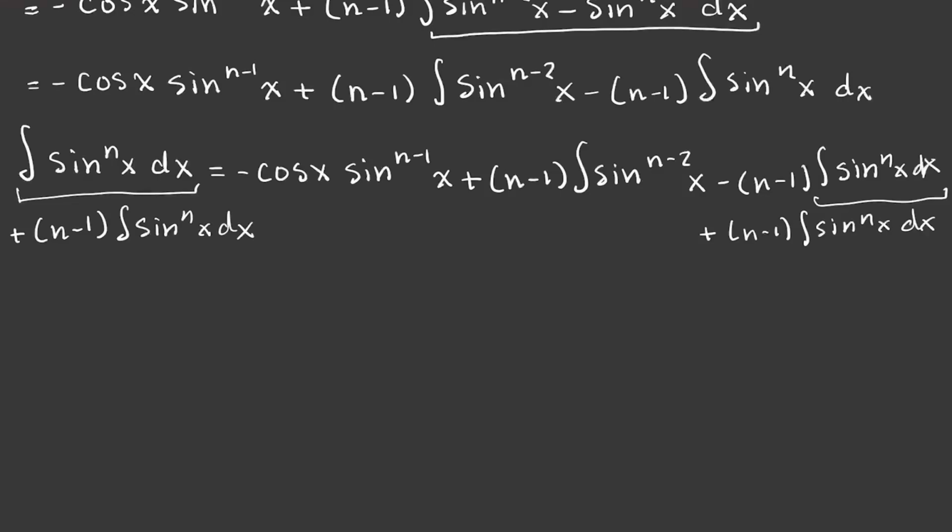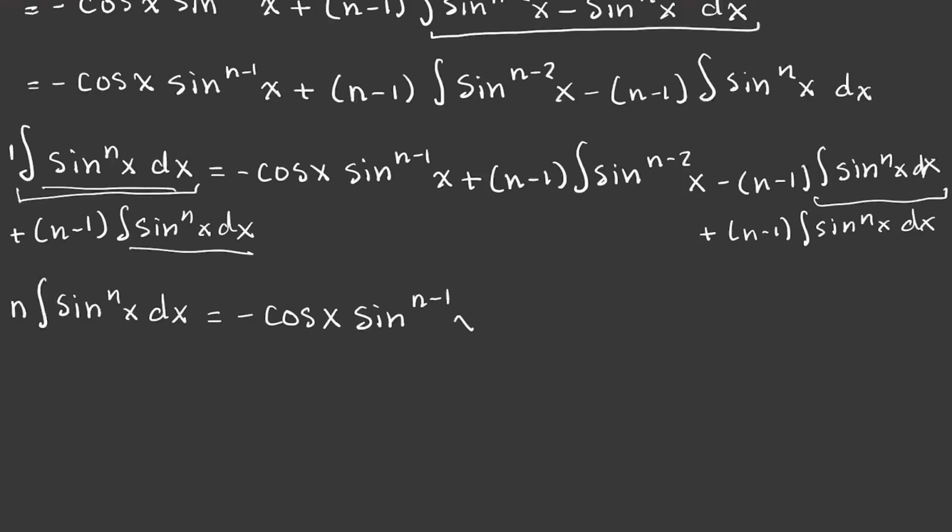So right here, I have a 1. Since these are the same, I can just add the numbers in front, which is n minus 1 plus 1. So that gives me n times the integral of sine n of x dx equals negative cosine of x sine n minus 1 of x plus n minus 1 integral of sine n minus 2 of x dx. So now the only thing that's left to do is just get rid of this n, and I would be able to obtain the right-hand side of the equation.